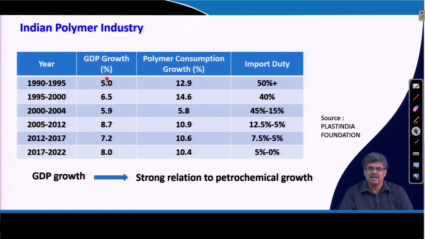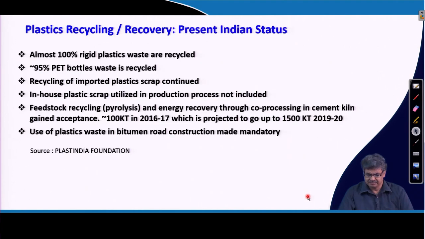There is steady growth. As our GDP grows steadily with time, the growth of polymers is also increasing steadily with time. So, GDP growth has a strong relation with plastic growth. The situation of plastic recycling and recovery in India is not very bleak. In fact, almost 100% of rigid plastic waste is recycled and 95% plus of PET bottle waste is recycled.